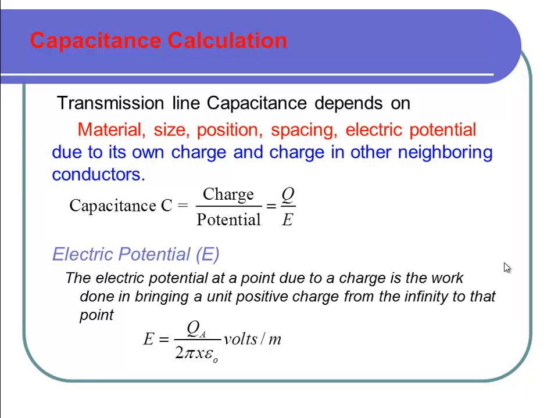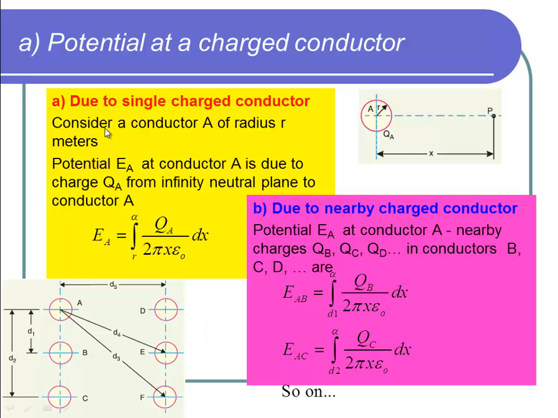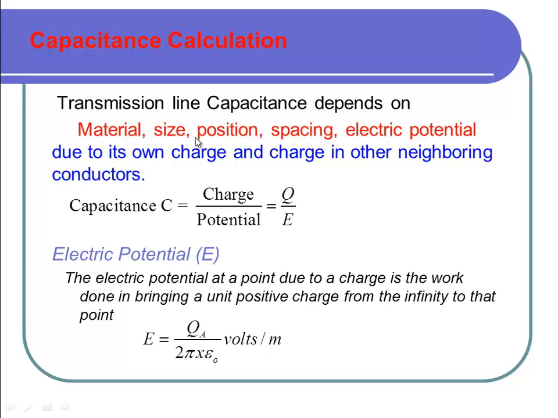So there are 2 cases. Just slowly, one by one, we will go. So now the transmission line capacitance formation depends upon material, size, position, spacing among the conductors. The same thing what we have seen for the inductance. The capacitance C, we can say, is the charge by potential difference, as like in inductance we have seen the magnetic flux linkage by current.